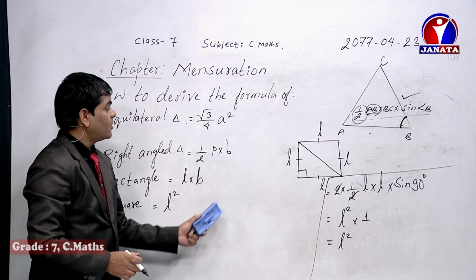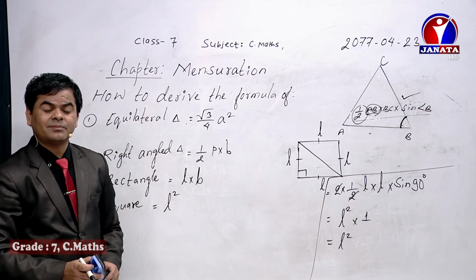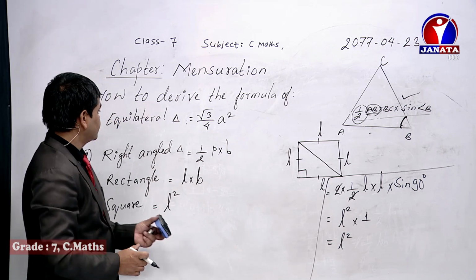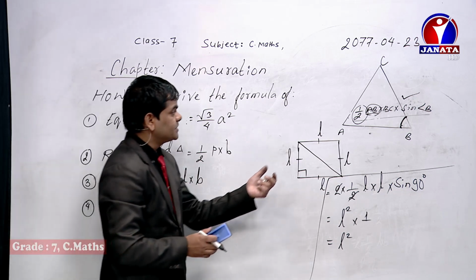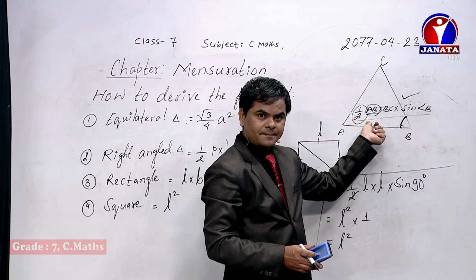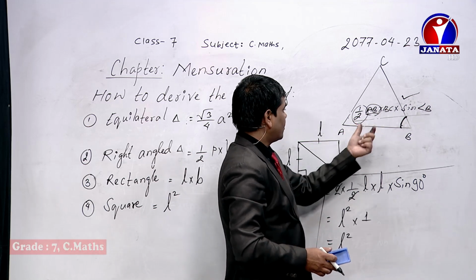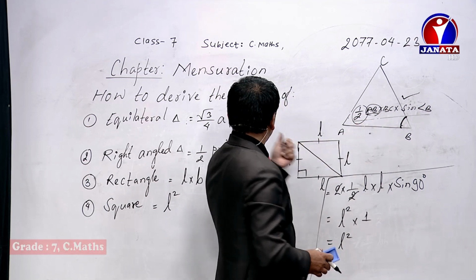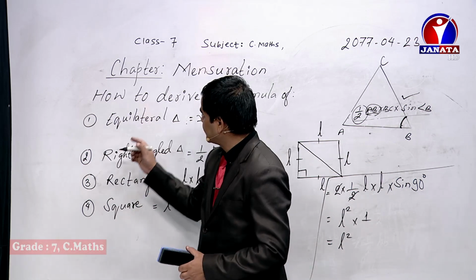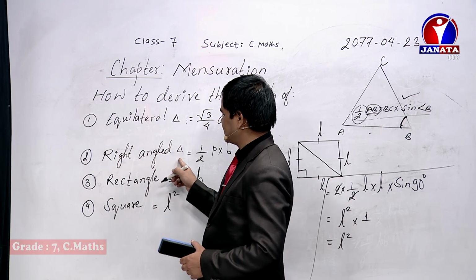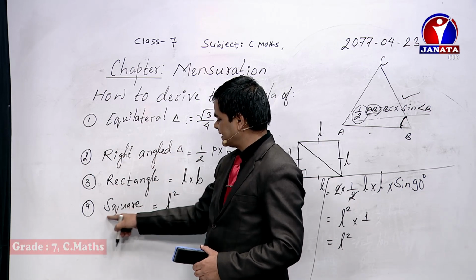These are the formulas of finding out areas, dear students, of plane surface figures. So we have discussed using only one formula of a triangle to find out the formulas of different types of figures. Four types of figure: one is the equilateral triangle, another is the right angle triangle, another is the rectangle, and then the square.